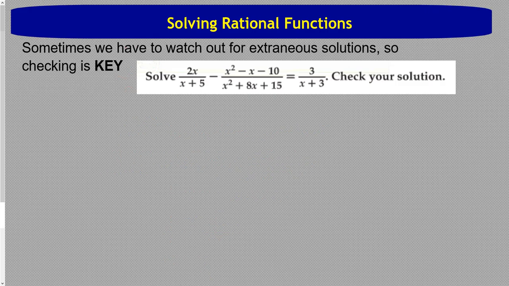Okay, sometimes what we have to watch out for are extraneous solutions. So this is why checking is so key. And here's where we're going to see an example of an extraneous solution. So I need a common denominator.